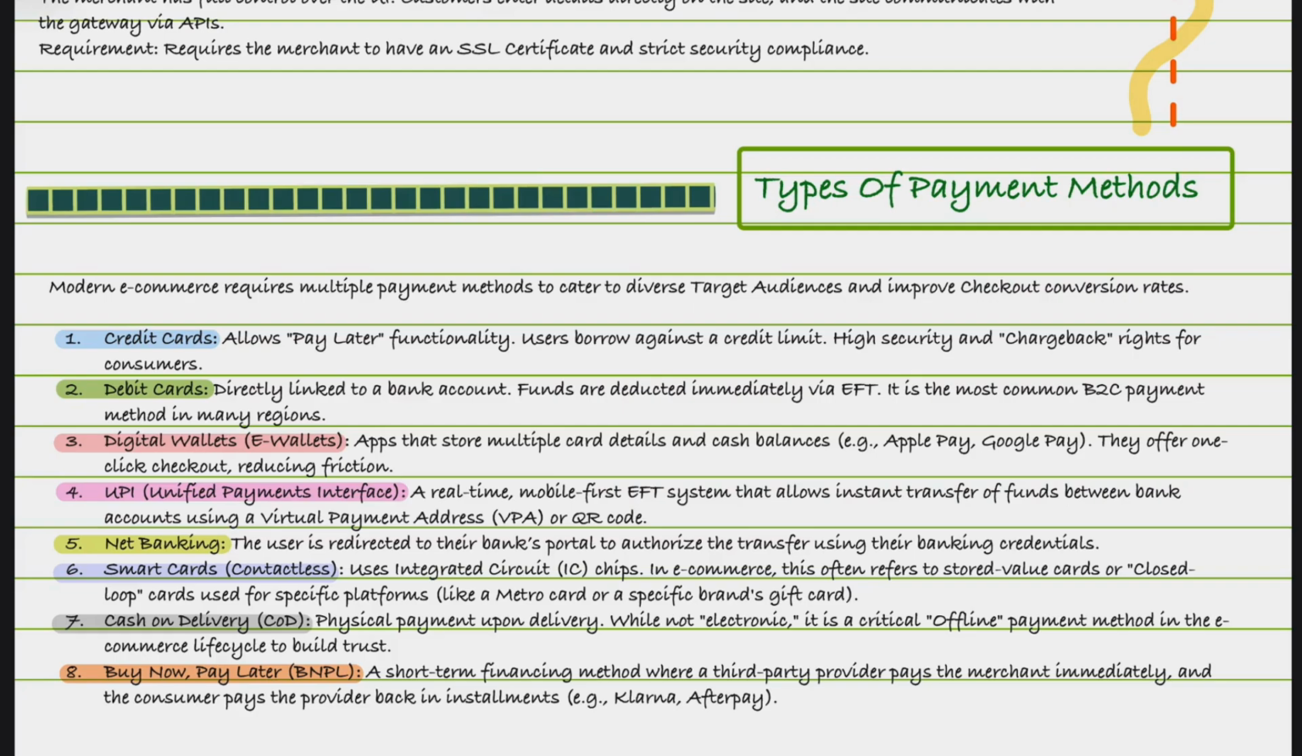And then we have the buy now pay later system. This is a short-term financing network, like Afterpay. Ever heard of it? It uses third-party financing partners that pay the merchant immediately while the consumer repays the partner in structured installments. So these are a few of the 8 types of payment methods. There are others as well. I would like you to research them yourself, so you can write the other payment methods in your exam if this comes as a higher-marks question.